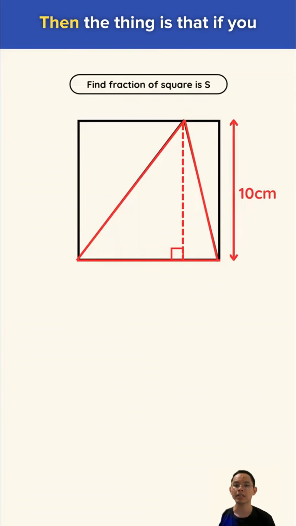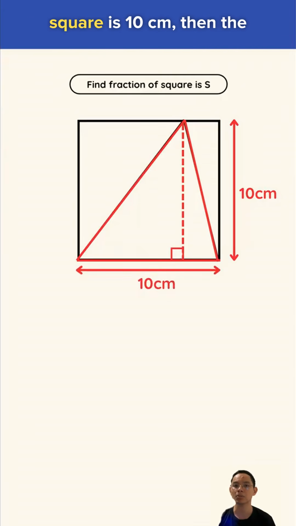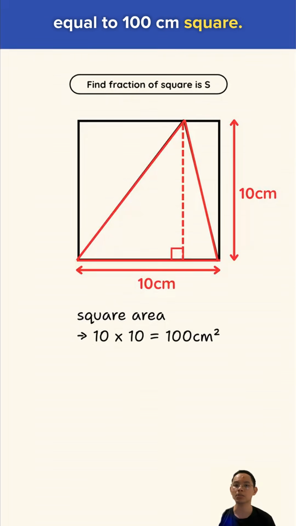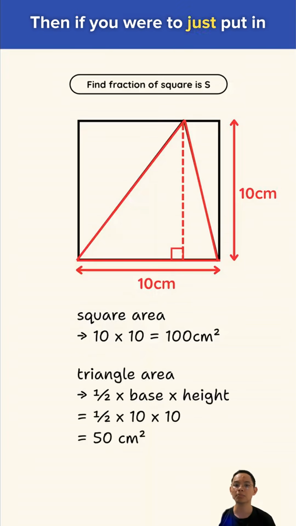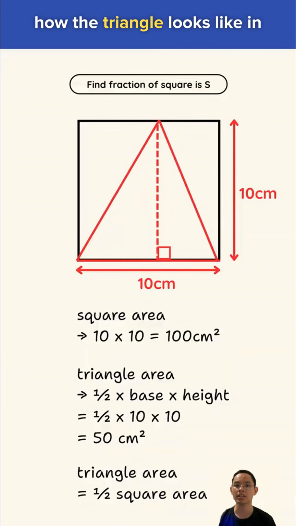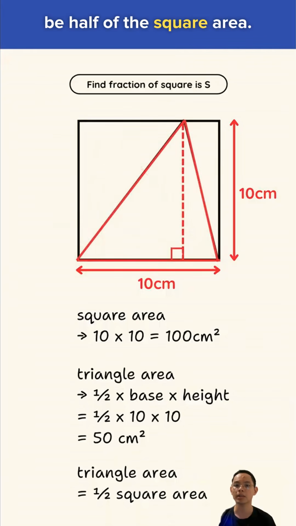highlighted in red. If you were to say that the length and breadth of this square is 10 centimeters, then the square area would be equal to 100 centimeters square. Pretty straightforward. Then what about the triangle area? If you were to just put in the numbers, half times base times height, it's actually 50 centimeters square. Then in conclusion, we can say that the triangle area in this case is half the square area. And no matter how the triangle looks in this square, it's always going to be half of the square area.